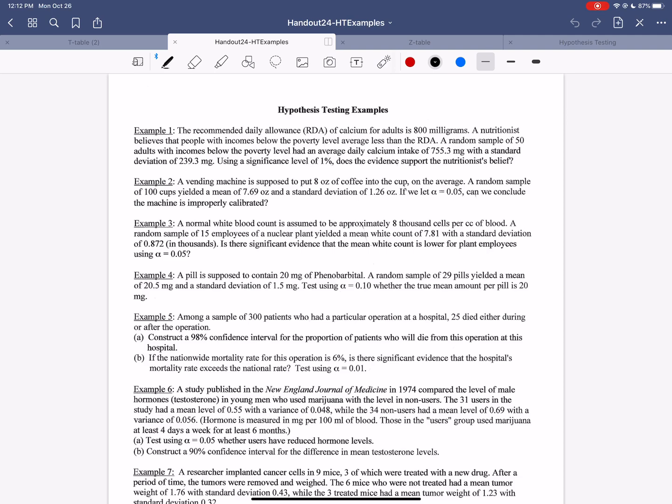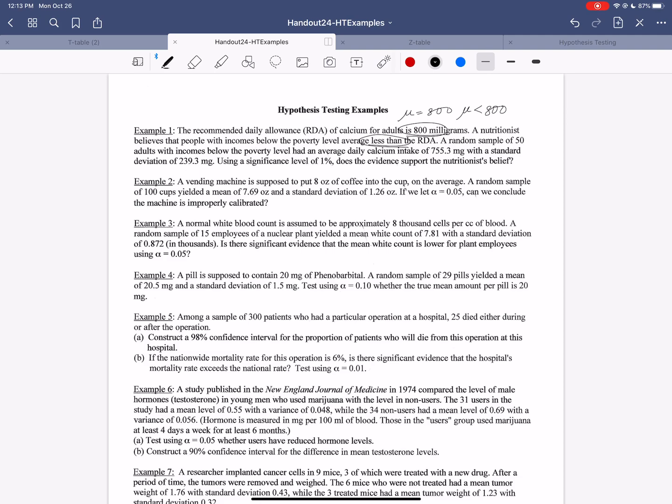All right, so let's go through this. First things first, we're going to identify what it should be, what they think it is, and then what is the data we have to work with. The first sentence says the recommended daily allowance of calcium for adults is 800 milligrams. So for our null hypothesis, mu equals 800. A nutritionist believes that people with incomes below the poverty level average less than, so that's telling you which direction we think this is going. So she believes it's less than the recommended amount.